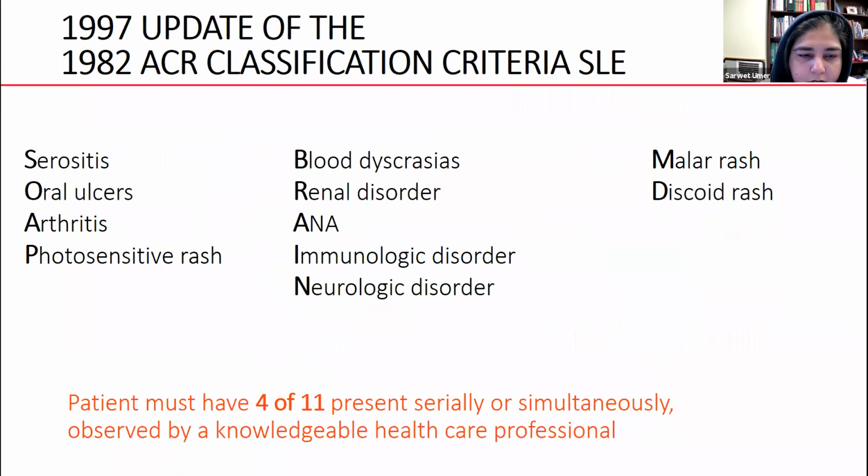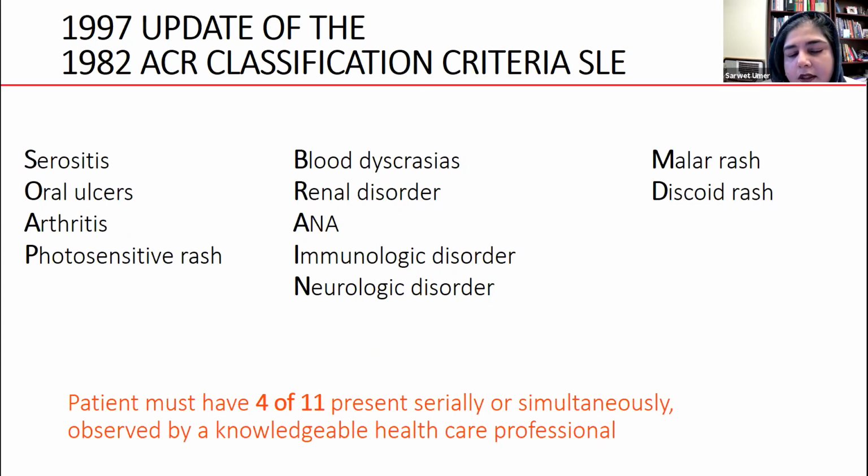Let's look at some of the symptoms of lupus. This is the criteria for lupus, the 1982 ACR classification criteria, which were revised again in 1997. These are the easiest criteria to remember to diagnose lupus. It is best remembered by the mnemonic called SOAP BRAIN MD. S stands for serositis, O for oral ulcers, A for arthritis, P for photosensitive rash, B for blood dyscrasias, R for renal disorder, A for ANA, I for immunologic disorder, N for neurologic disorder, M for malar rash, and D for discoid rash. So 4 out of these criteria need to be present serially or simultaneously, observed by a knowledgeable healthcare professional, to make the diagnosis of lupus.